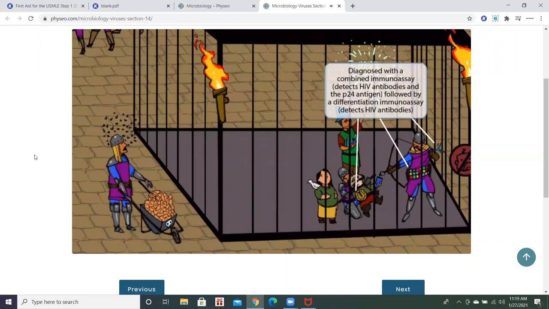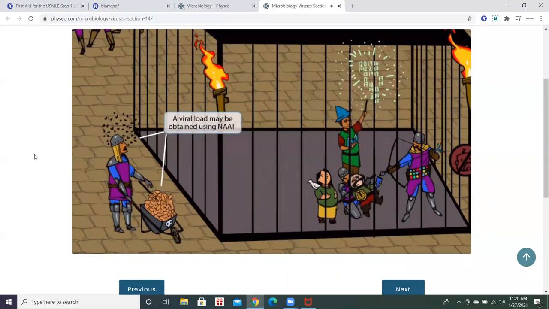Finally, the antibody-looking arrow should also help you remember that the initial test is followed by a differentiation immunoassay, which also detects HIV antibodies. As we just discussed, a viral load test may also be performed. To help you remember this, we've shown a guard with a wheelbarrow loaded full of band-aids. I guess these are the used band-aids from all of the soldiers that have been injured. The band-aids are a symbol for the virus itself, so the load of band-aids represents viral load.